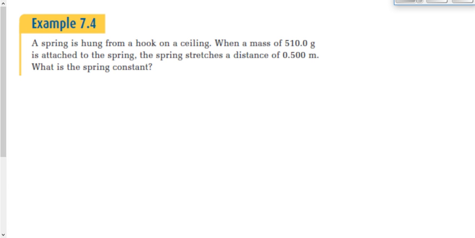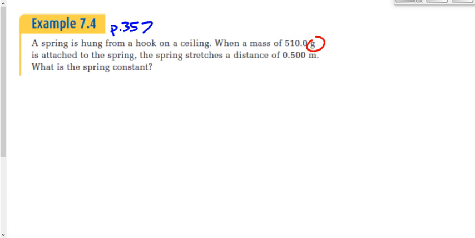All right, if those questions are okay, let's take a look at another one, 7.4, on page 357. It says a spring is hung by a hook on a ceiling. When a mass of 510 grams is attached to the spring, it stretches a distance of 0.5 meters. I want to draw attention to that grams because, as we know, whatever we're going to do with it, we're going to convert it to kilograms. What's the spring constant? So what do we get here?